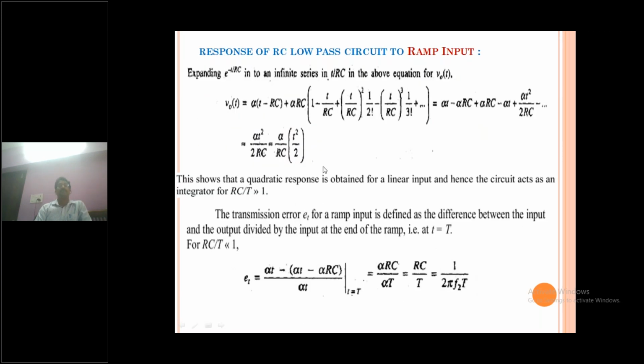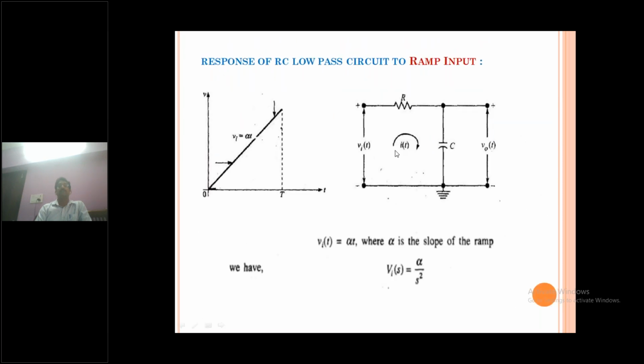Next, the last input to the low pass RC circuit: the exponential input. Now an exponential input is applied to the low pass RC circuit. What are the output waveforms? What is the KVL equation for the low pass RC circuit? Vi(t) = i(t)·R + (1/C)∫i(t)dt, where the voltage across the capacitor is the output voltage V0(t).